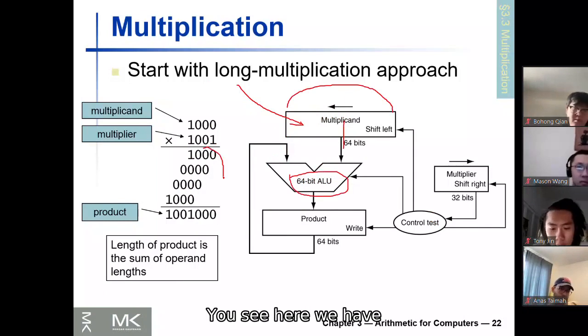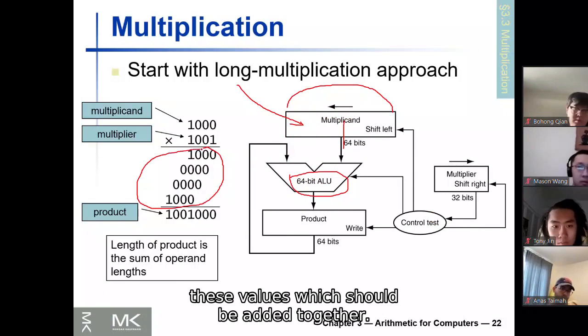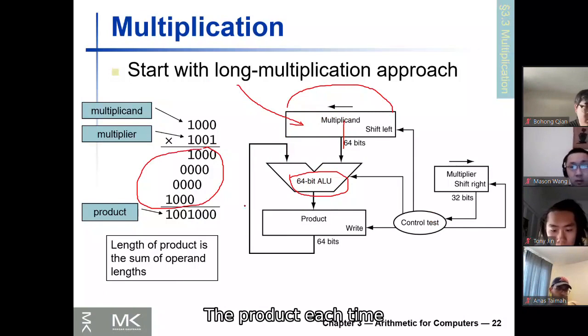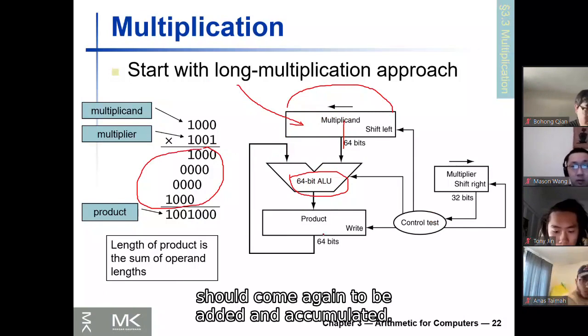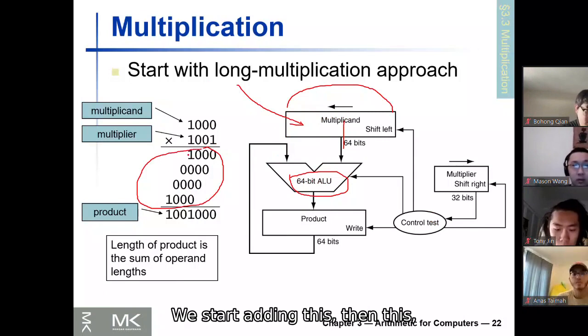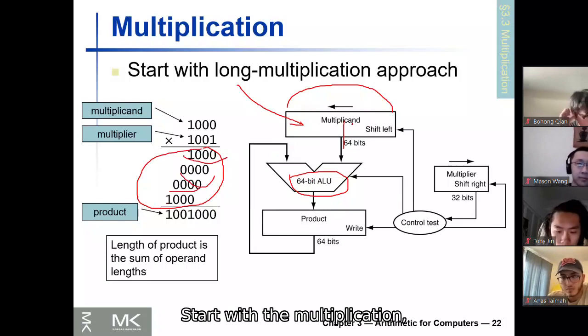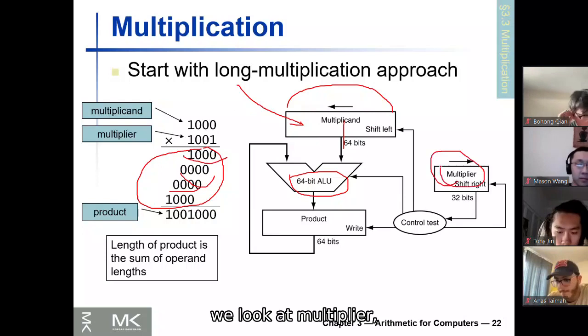You see here, we have these values which should be added together. So we have an ALU to add these values, and the product each time should come again to be added and accumulated. So we start adding this, then this, then this, and then the last item. We start with the multiplicand. We look at the multiplier. We shift it right.